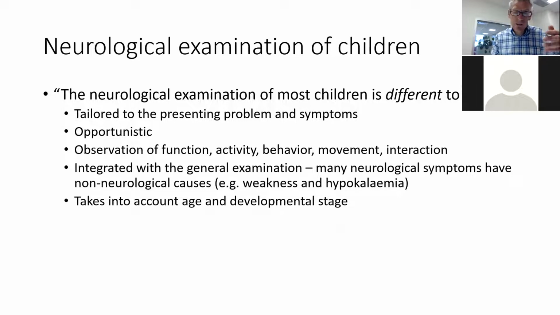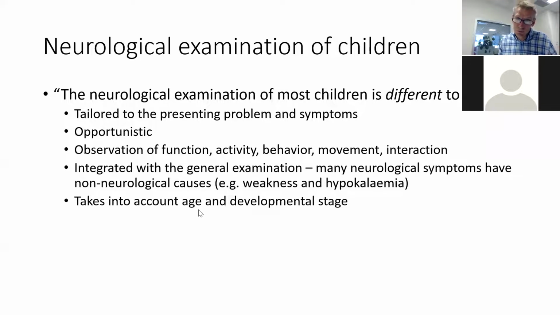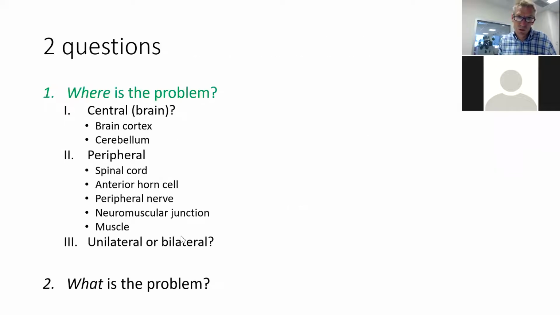And at the end of it, you should still be able to say the pertinent neurological features that you can say for an adult, that is their conscious level, what their peripheral nervous system is like, and their cranial nerves. And when talking about their peripheral nervous system, say something about their tone and their power and their coordination and their reflexes. And sometimes you can say something about their sensory changes as well. So you still have to be systematic, but on the other hand, you have to be opportunistic, and you have to use your powers of observation a little bit more.